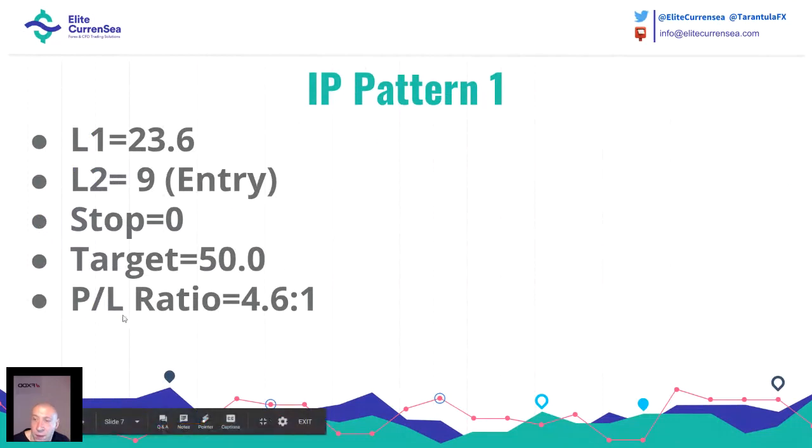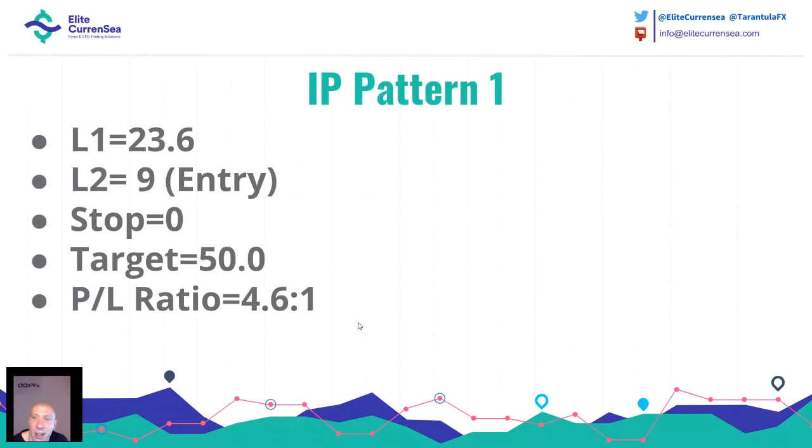So this is profit to loss ratio, or I usually call it risk to reward, because for this you are entering really high and you are targeting 50. There is a deeper retracement. So this is IP number 1.